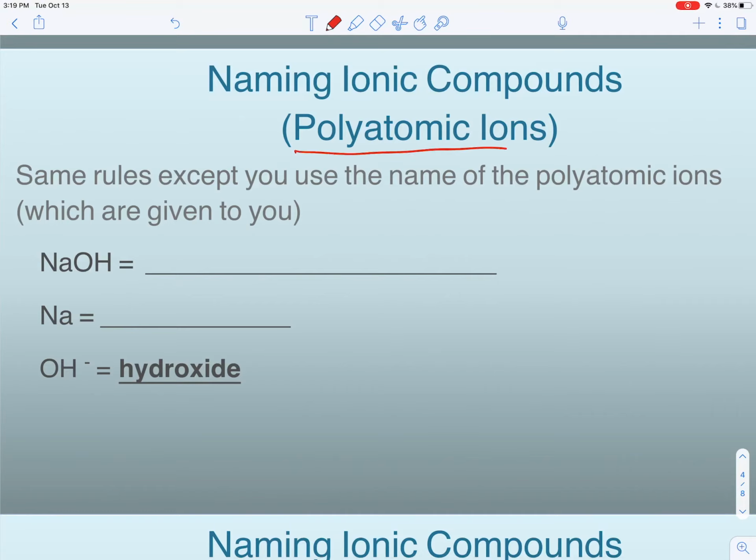Sometimes you'll be given polyatomic ions. So these have more than one atom as part of the ion. But the good news here is that I'm going to just give you the names of these. Normally I'd have my students remember it, but this year I think I'll take it a little easier on you. So here we just have to figure out what the name of this metal is, Na. OH is going to be hydroxide. So what is Na?